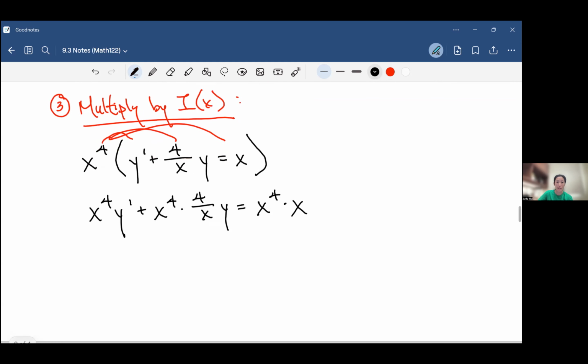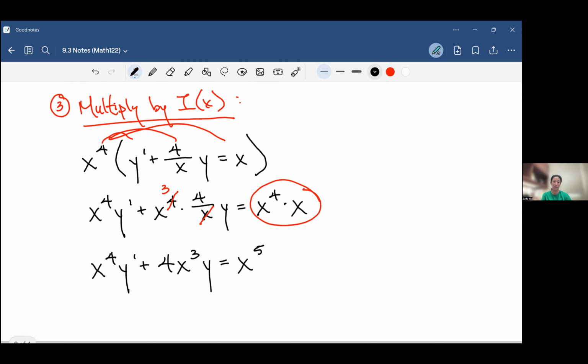Now, before I do anything else, I'm going to clean this up a little bit and see what we get. X to the fourth y prime plus 4x cubed, because I have x to the fourth divided by x, which gives me x to the third. There's still a y there. And then over here, x to the fourth times x gives me x to the fifth. Okay?